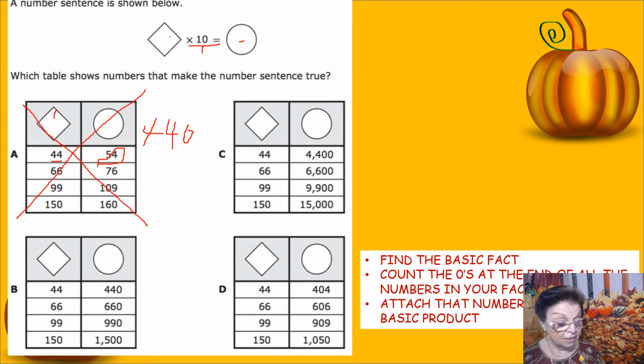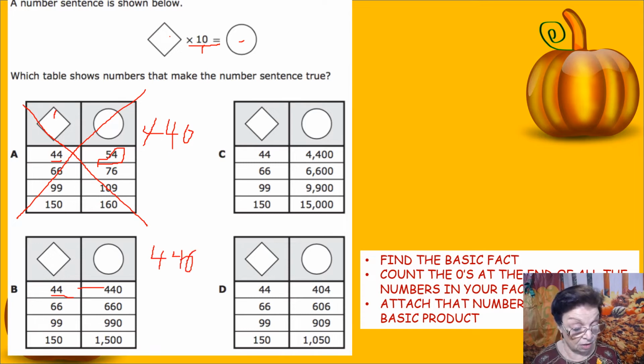Let's see what we've got in B. We have 44 times 10. So 44 times 10 is again going to be 440. Oh, that's what this one says right there. But on these in and out charts, the whole thing has to be correct or none of it is right. So let's look at the next part. 66 times 10 is 660.